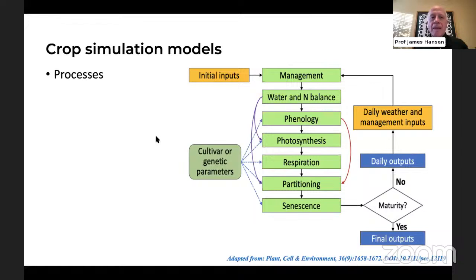So typically, after a crop model reads initial inputs, it will go through in a given day all of these calculations, then ask, has the crop reached maturity? If not, it will output any daily outputs, read any new weather data or other inputs, and then go through the cycle again and repeat that cycle until it finally does reach physiological maturity.